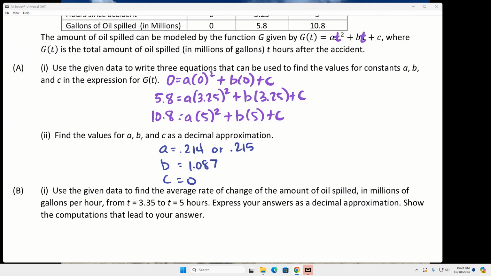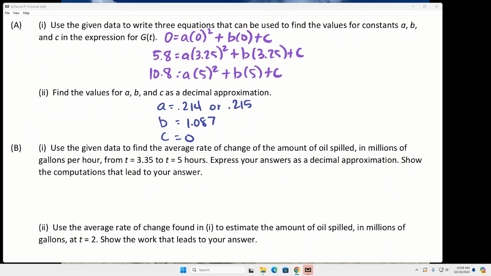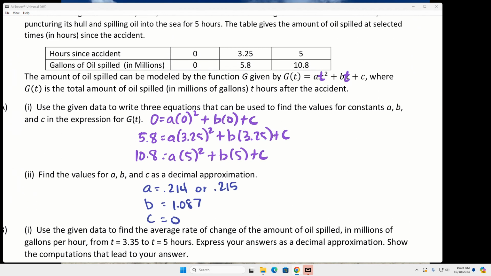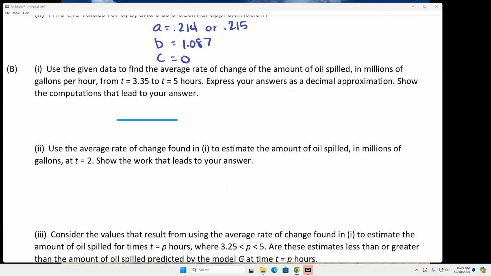All right, and then for B1, we're going to do that average rate of change. It's super important that you use the correct ordered pair. So from now on, we're going to pretend like this point 0, 0 doesn't exist. We cannot use it anymore. We're only using these 2 points. And so we'll subtract the outputs in the numerator and the inputs in the denominator.